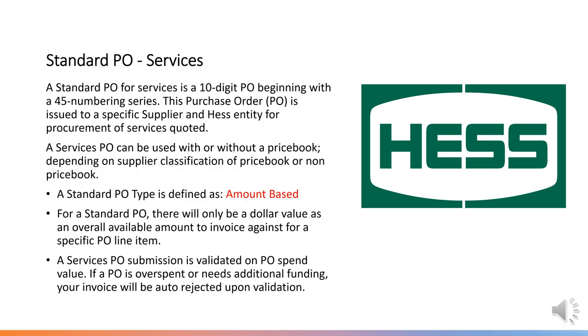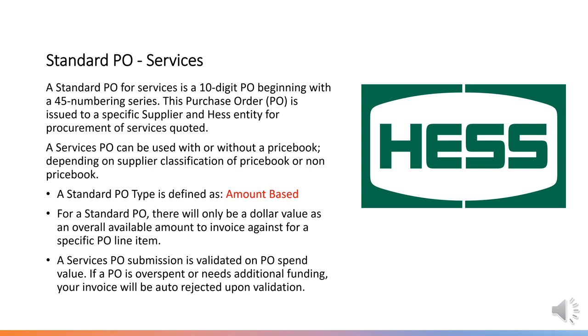Standard PO services. A standard PO for services is a 10-digit PO beginning with a 4 or 5 numbering series. This purchase order is issued to a specific supplier and Hess entity for procurement of services quoted. A services PO can be used with or without a price book, depending on supplier classification of price book or non-price book. A standard PO type is defined as amount-based.